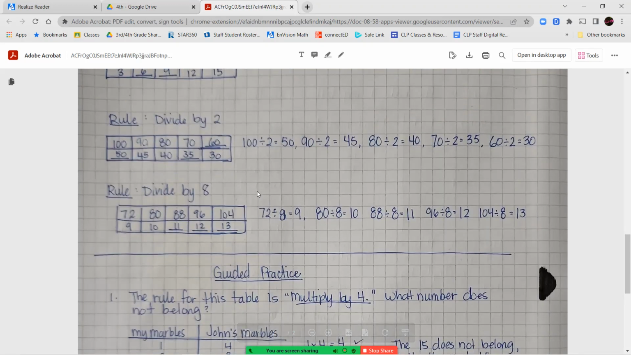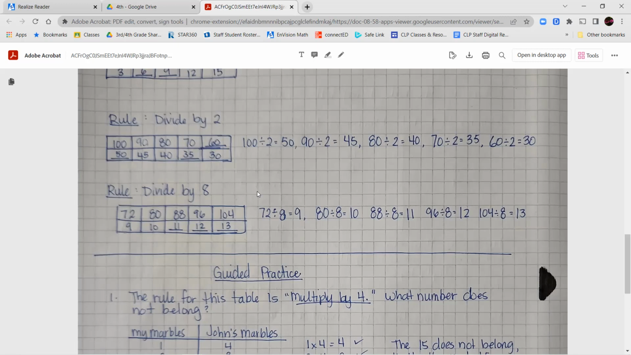Now our next one, the rule is divide by 2. So 100 divided by 2 is going to give me 50, split into 2 equal groups. 90 divided by 2 is going to be 45. 80 divided by 2 is 40. 70 divided by 2 is 35. 60 divided by 2 is 30. So we found all of our missing numbers. Now, a feature of this is that all of my bottom numbers are multiples of 5. You can see that they either end in 5 or 0, so they're multiples of 5, and they are half of the number that's on top of them.